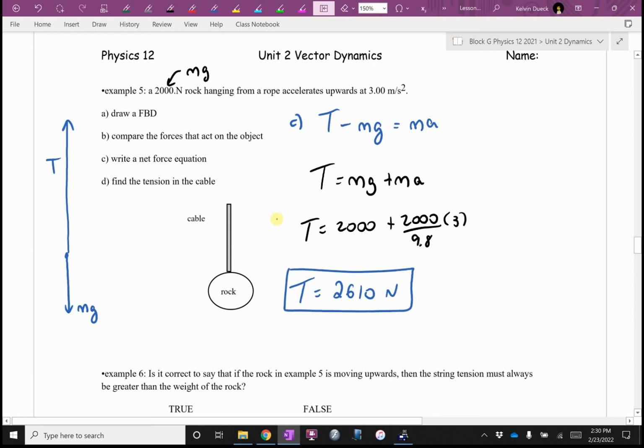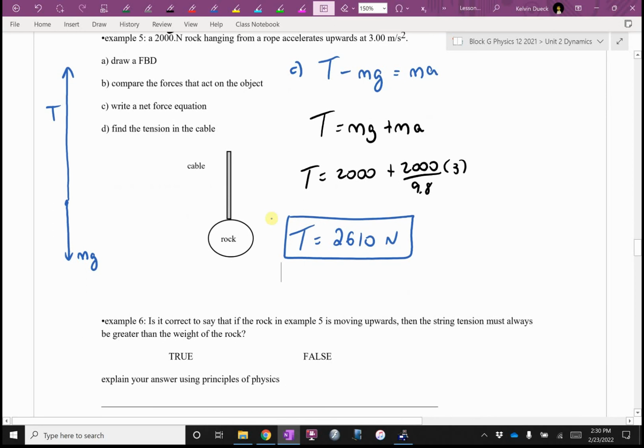Ooh, we get to vote again in example 6. So example 6 says this: is it correct to say that if the rock in example 5 is moving upwards, string tension, 2,610, must always be bigger than the weight of the rock? We're going to vote. How high you hold your hand up is how sure you are of the answer. So, true or false? Is it correct to say that as long as the rock is moving upwards, tension's going to be bigger than the weight?